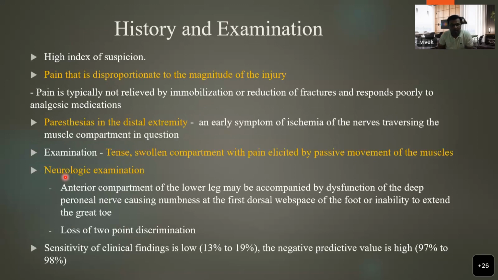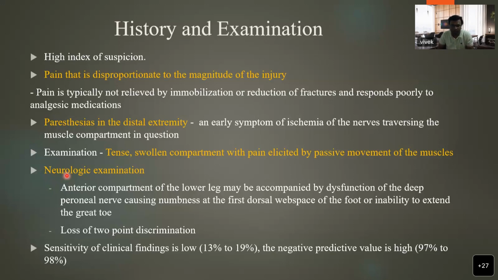Coming to history and examination, you need to have a high index of suspicion when you are ruling out compartment syndrome. Pain that is disproportionate to the magnitude of injury is particular in any compartment wherein this is manifesting. Pain is typically not relieved in such patients even by immobilization or reduction of fractures, or responds poorly to analgesic medications. Paresthesia in the distal extremity is an early symptom of ischemia of nerves traversing the muscle compartment in question. On examination of such patients, a tense swollen compartment with pain elicited by passive movement of the muscles is noted.